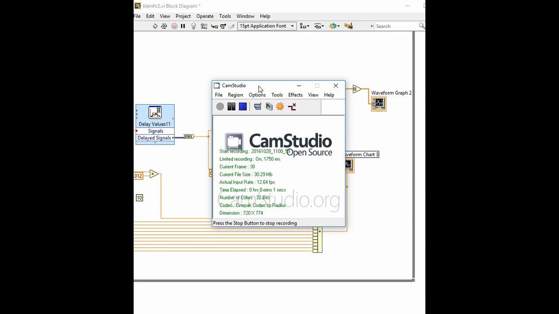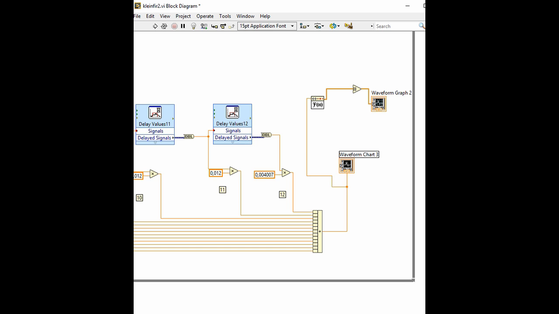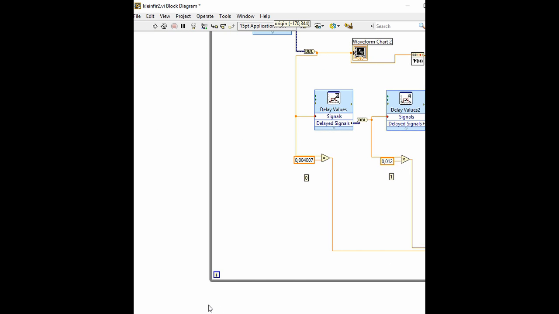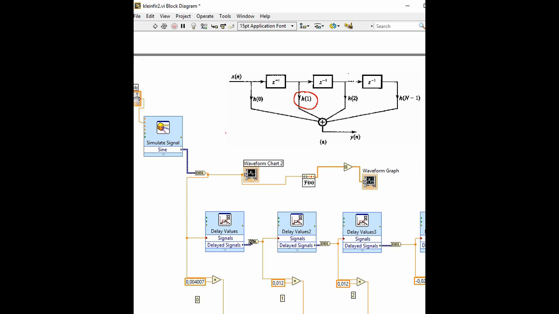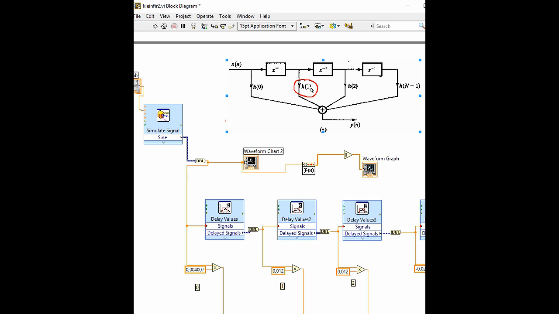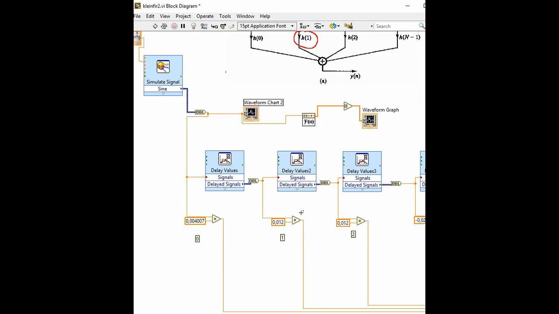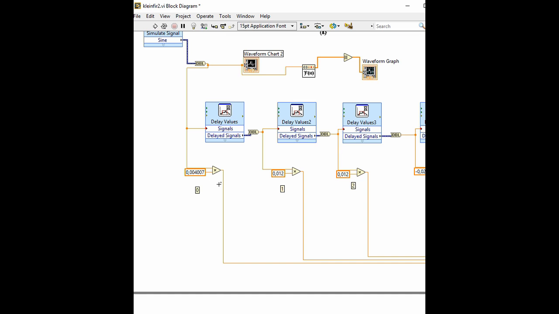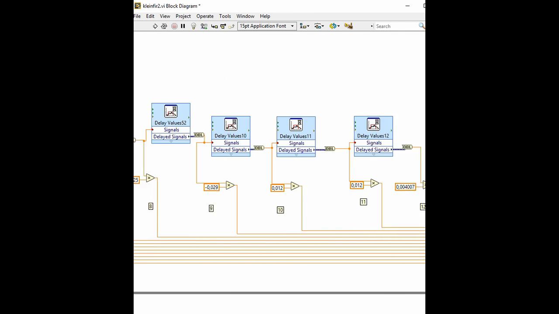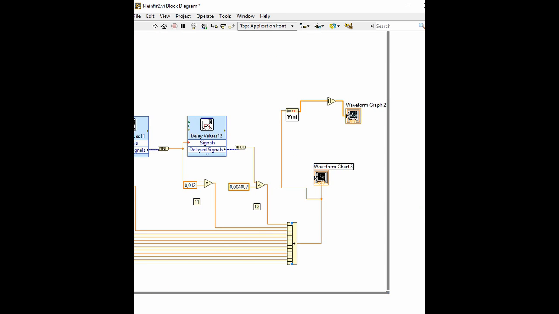Alright, let's look at the LabVIEW program. In LabVIEW, I just draw the structure. Let's go to the structure. Can you see that's the structure? My delay blocks, my first constant value, second constant value, third, and I just add them together. So there's my constant values that I multiply with and add together to get my final answer.